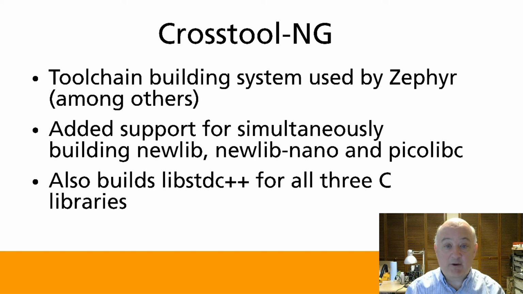Working within the Crosstool-NG community, we ended up using the companion library mechanism for newlib nano and Picolibc to build these in addition to the core newlib library. You can also ask to build only one of the three, although the configuration mechanism is a bit clunky. Taking advantage of the libstdc++ patches incorporated into GCC, Crosstool-NG also builds libstdc++ for all three libraries. All this work is now in Crosstool-NG.